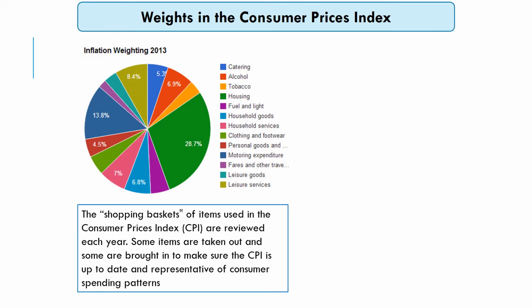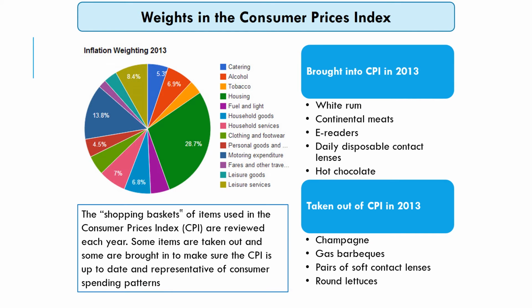And we call this the shopping basket, the basket of goods, looking at the average things that an average household will buy. And this basket of goods is reviewed each year. Some items are taken out and some items are brought in to make sure the CPI is reflective of people's current spending patterns. So for example, in 2013, these items were brought into the index.